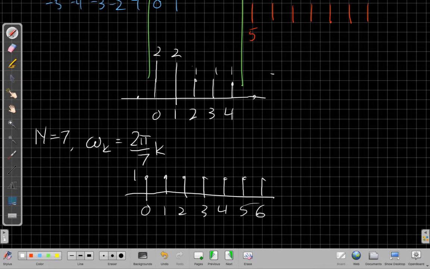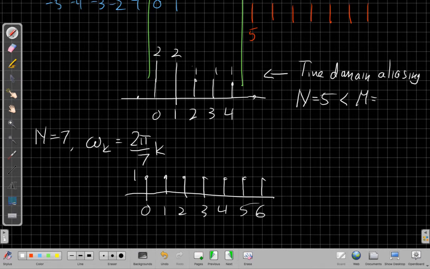So again, this one is a victim of time domain aliasing. And that aliasing was created because n equals 5 is less than the length of the signal, which is 7. But here, the number of samples in frequency is equal to the length of the signal, which is just enough to avoid aliasing, so that when I go through the Fourier transform, the copies don't overlap. So this is telling you with paper and pencil what would happen.